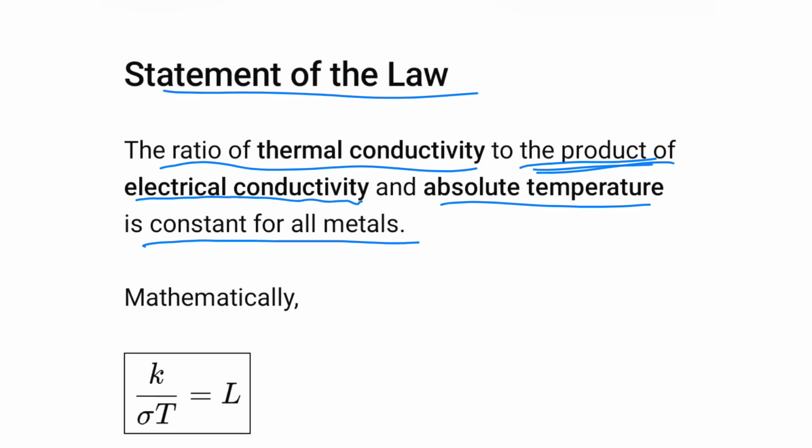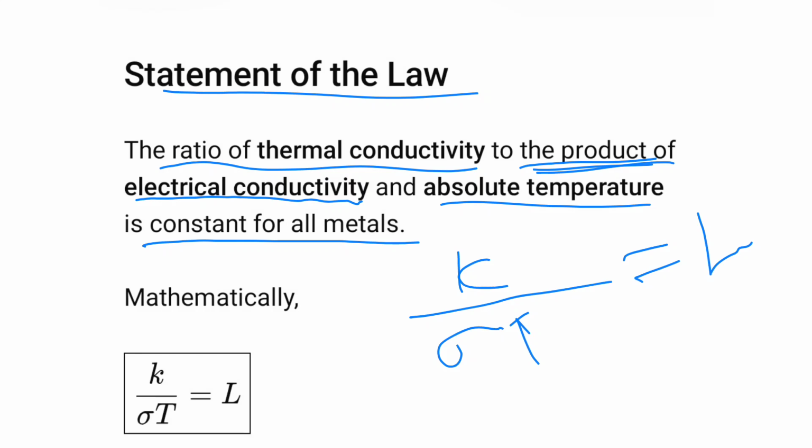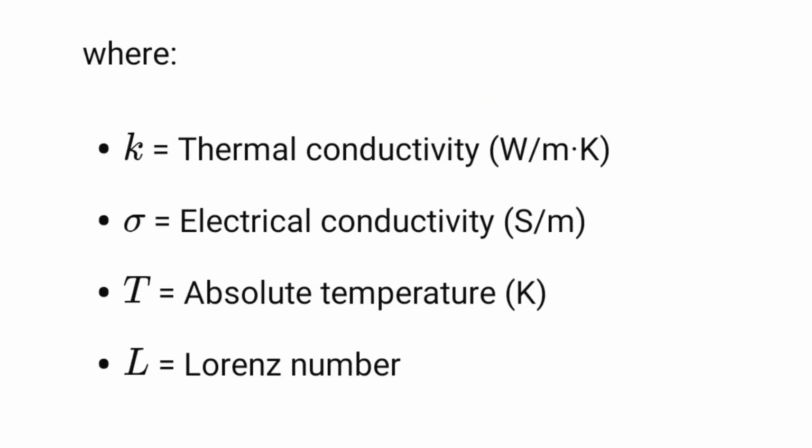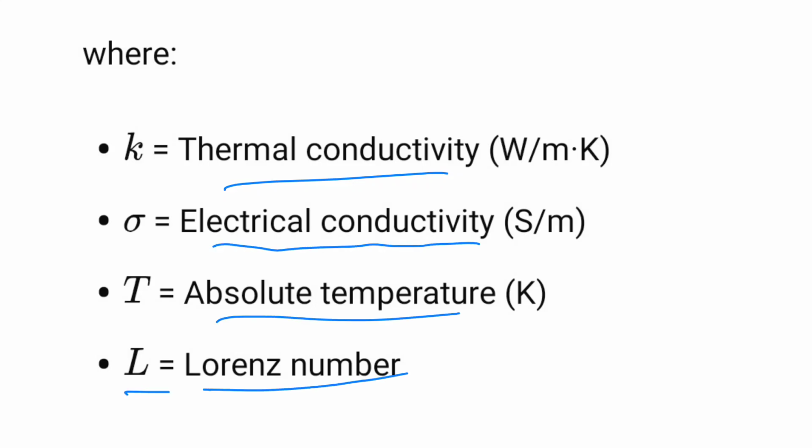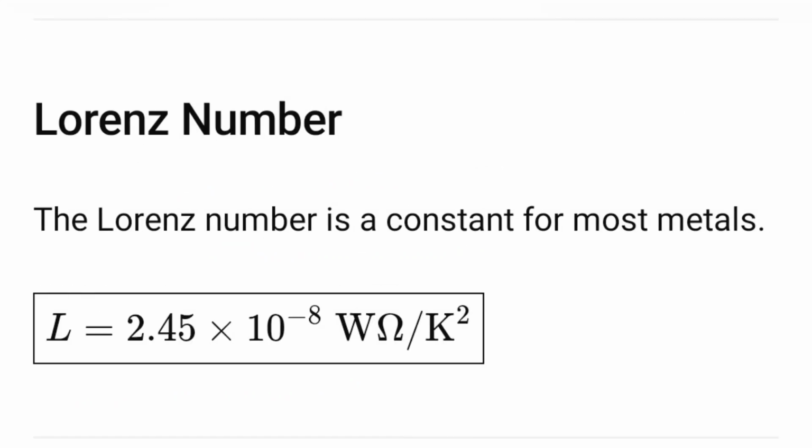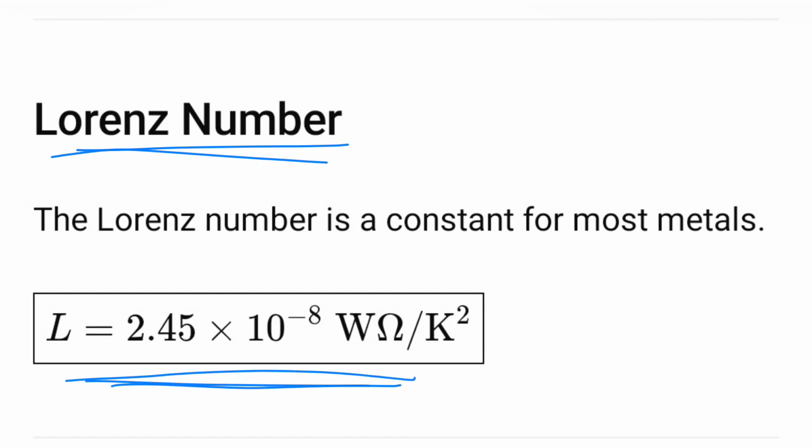The ratio of thermal conductivity K to the product of electrical conductivity sigma and absolute temperature T is constant for all metals, that is, the Lorenz number L. This is the formula, where K is the thermal conductivity, sigma is the electrical conductivity, T is the absolute temperature, and L is the Lorenz number. The Lorenz number value is 2.45 into 10 to minus 8.